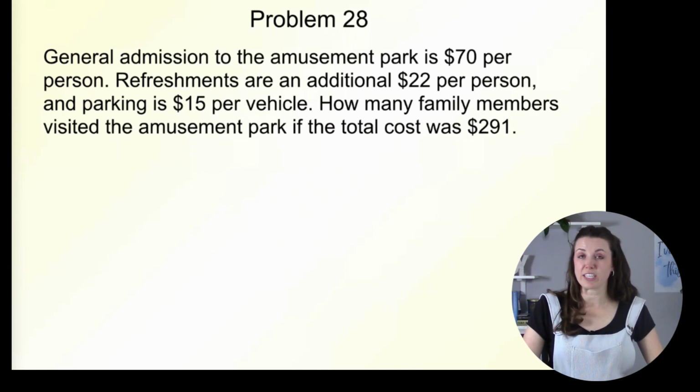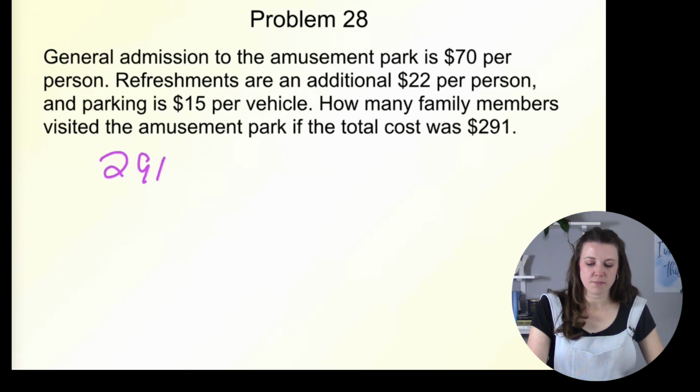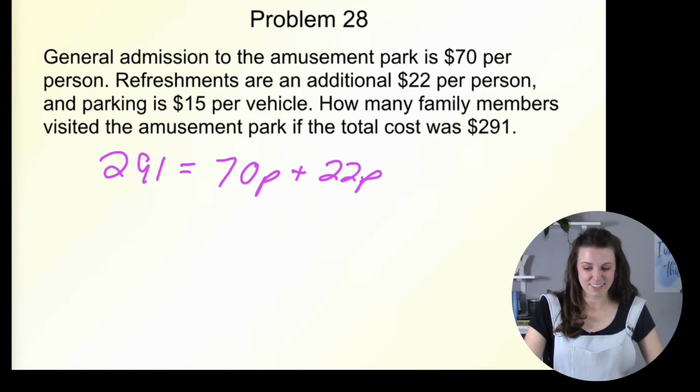General admission to the amusement park is $70 per person. Refreshments are an additional $22 per person, and parking is $15 per vehicle. How many family members visited the amusement park if the total cost was $291? So again, we're just creating a lot of equations with these word problems. So we're going to say 291 equals $70 per person plus the $22 for the refreshments per person plus the $15 per vehicle. We're just going to assume that the whole family came together.